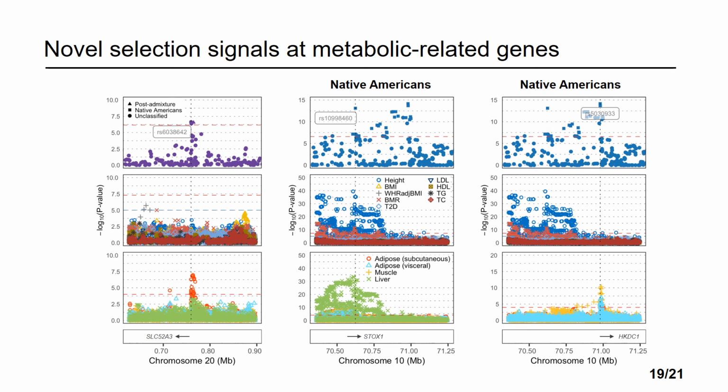And lastly, here on the third plot, we also identify another signal that overlaps the gene HKDC1, which is a gene involved in glucose homeostasis and has also been associated with type 2 diabetes. And in this case, we also found that the top selected variant regulates the expression of this gene, particularly in muscle tissue and adipose tissue.